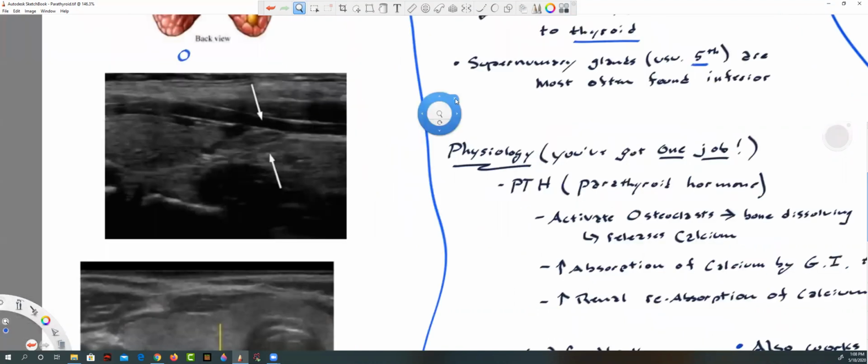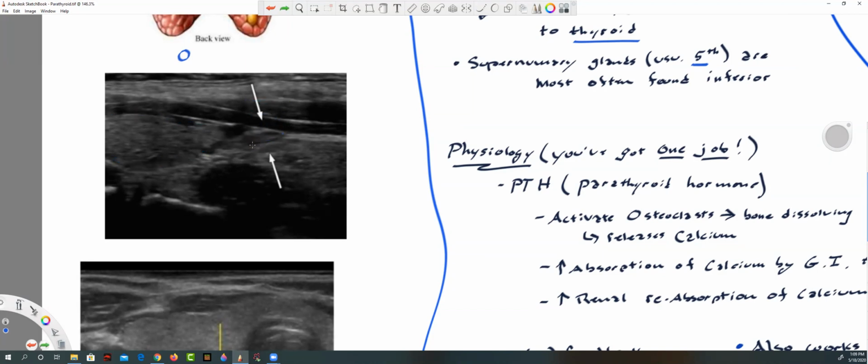Here's a great picture of a parathyroid gland, super small. Here's the thyroid. And this is a sagittal view. I don't know if it's right or left. It really doesn't matter. Little strap muscle on top there. The sternocleidomastoid up here, strap muscle there.